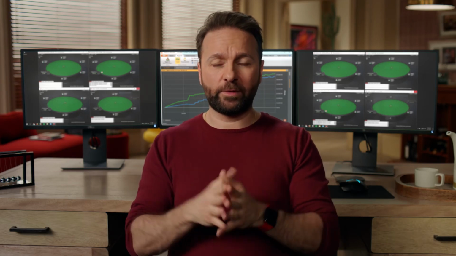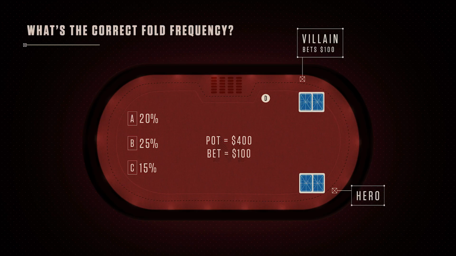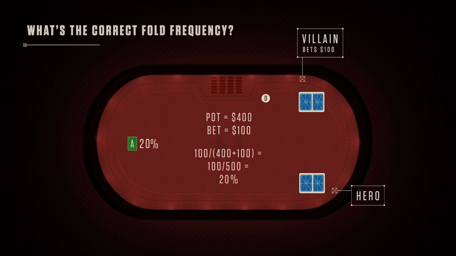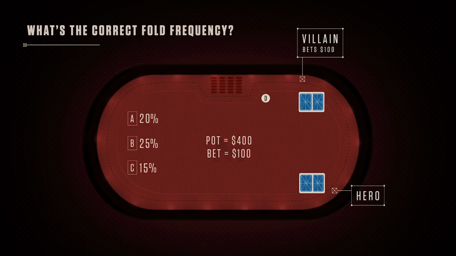So let's have you guys try one right now, okay? Let's do this formula. Say, for example, there is 400 in the pot, and your opponent bets 100. What's the correct fold frequency? Is it A, 20%, B, 25%, or C, 15%? So if you said 20%, you would be correct.